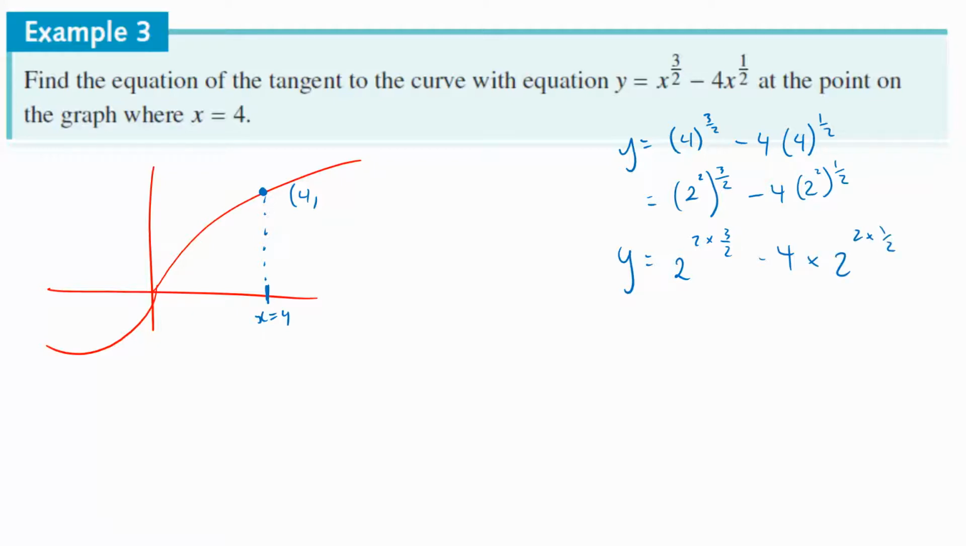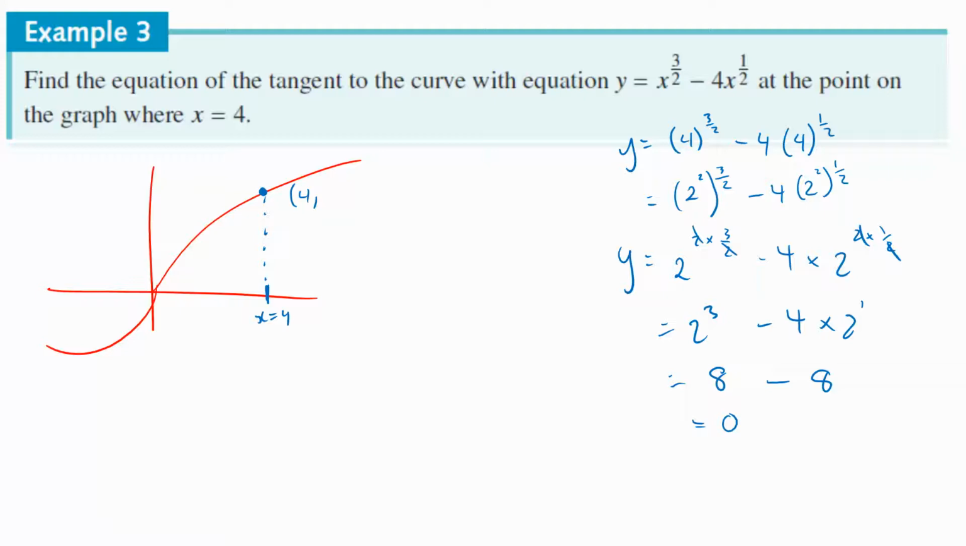Now notice when I changed it to squares, the halves cancel out. 2 times 3 over 2, the 2's cancel out. So I end up with 2 cubed minus 4 times 2 to the power of 1. So this ends up being 8 minus 8, which is 0.